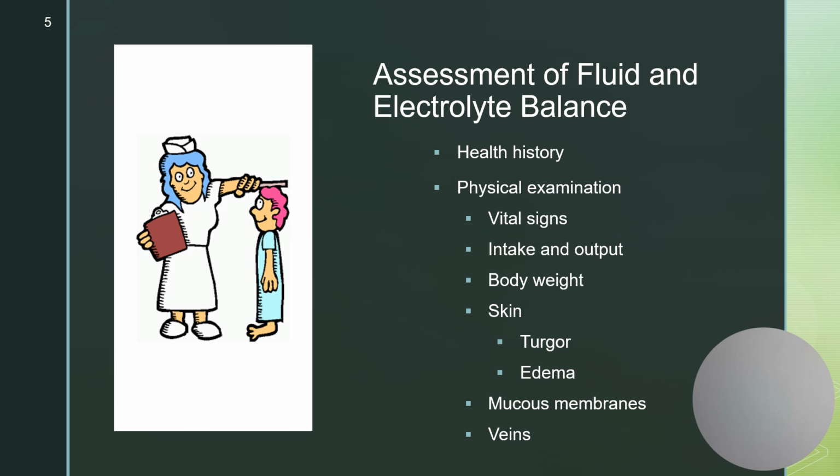We need to assess our veins. Vein filling can be an indicator of fluid volume. If the jugular veins are visible more than 3 centimeters above the sternal arch, fluid volume excess might be present. But if no distension is present, we may be looking at fluid volume deficit.